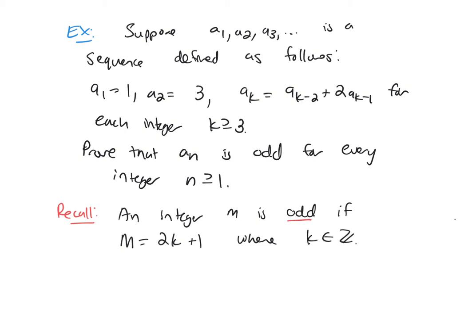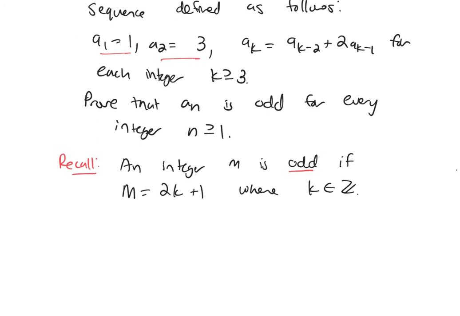Okay, so now that we have the definition of odd in our head, we're going to start proving this with strong induction. Here we need to use strong induction because we have 2 initial values, so regular induction won't be enough. So let's do our basis step.